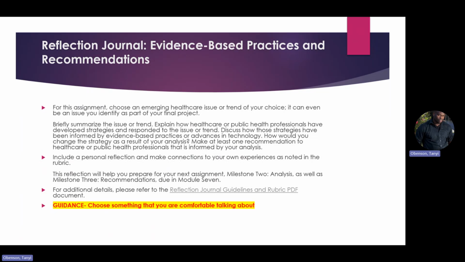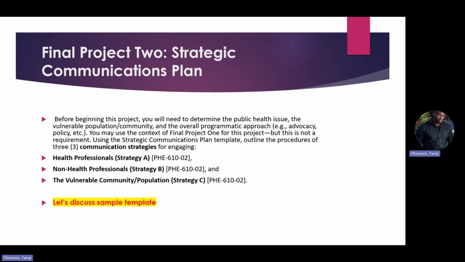This reflection will help you prepare for the next assignment, which is milestone 2, as well as milestone 3, which is due in module 7. Milestone 2 will be due in module 5. The key thing for this is choose something that you're comfortable talking about, and there's a rubric that you can look at and guidelines to get some more information. So for final project 2, you need to determine a public health issue, whether it's lead contamination, mercury contamination, PFAS contamination, or whatever the case. You have to identify the vulnerable population and the approach that's being used to attack this problem or to deal with this problem.